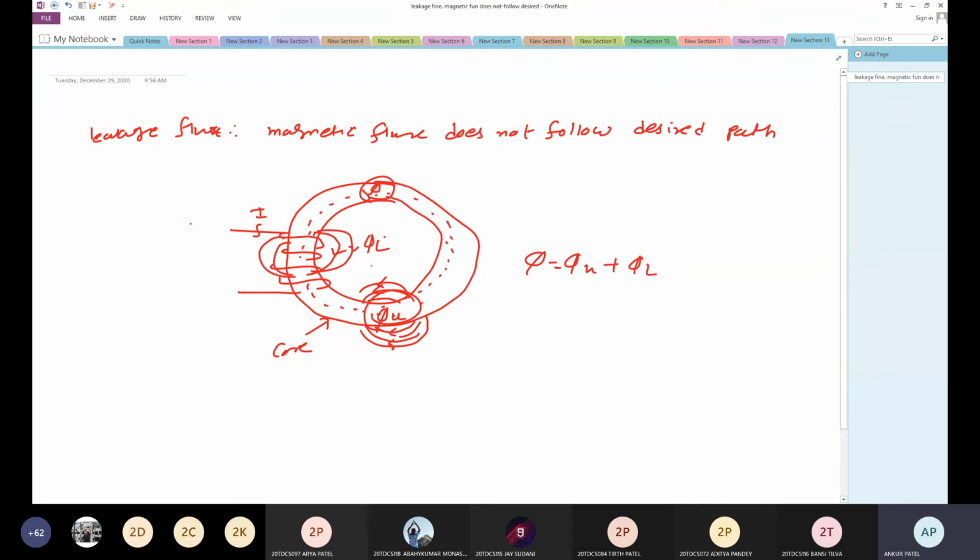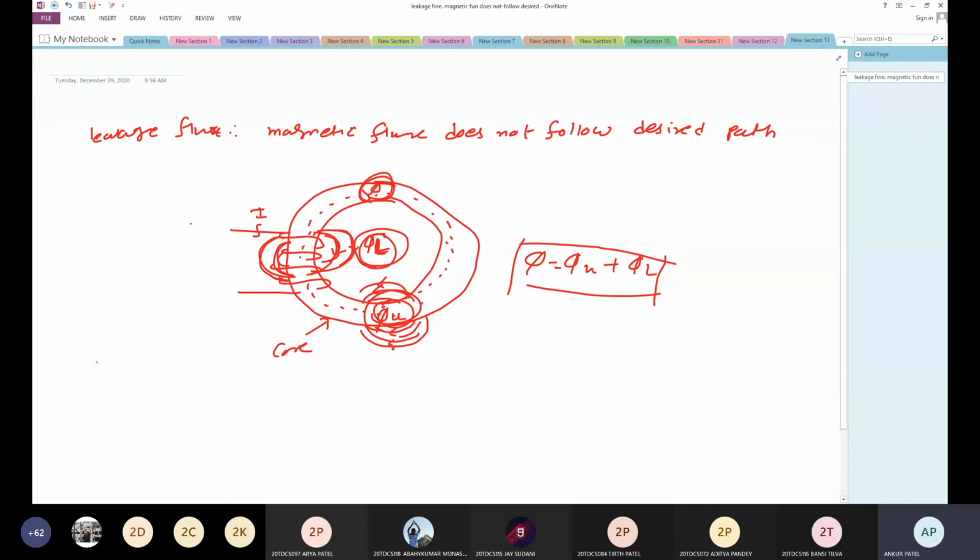This unutilized flux, or this leakage flux, is set up surrounding the core. That is not useful or not utilized. So this is your leakage flux, this is your utilized flux, and this is your total flux in the circuit. The total flux of the circuit is given by phi is equal to phi u plus phi L.